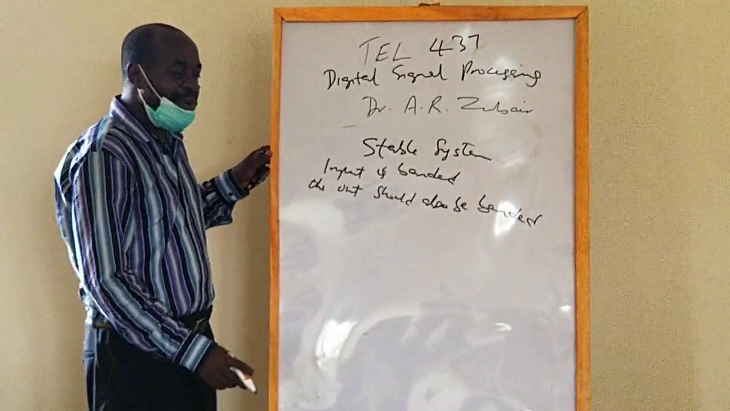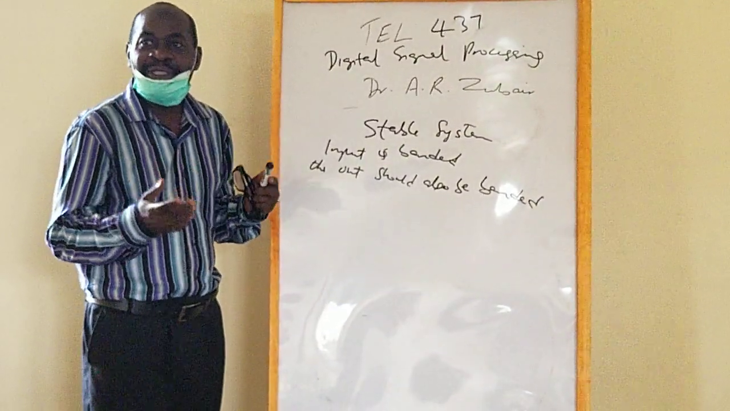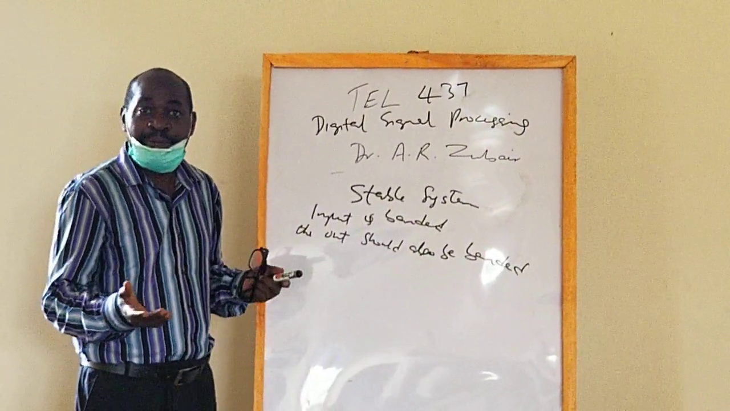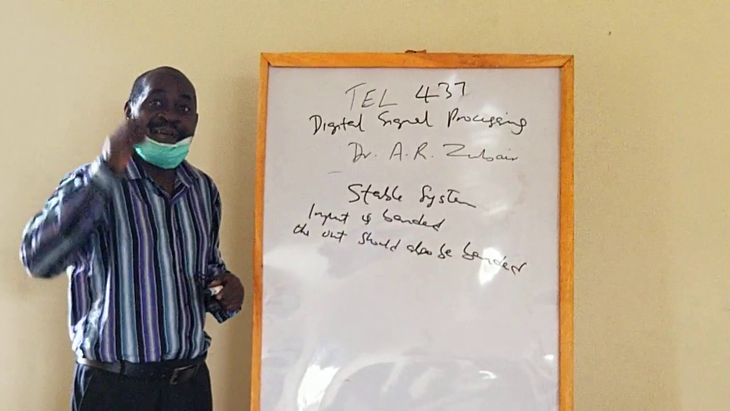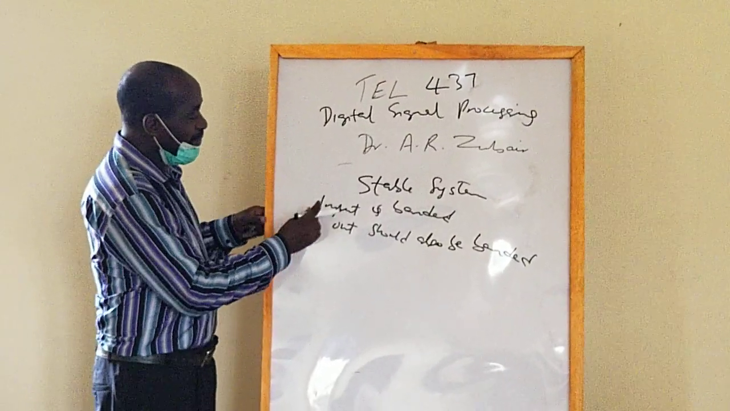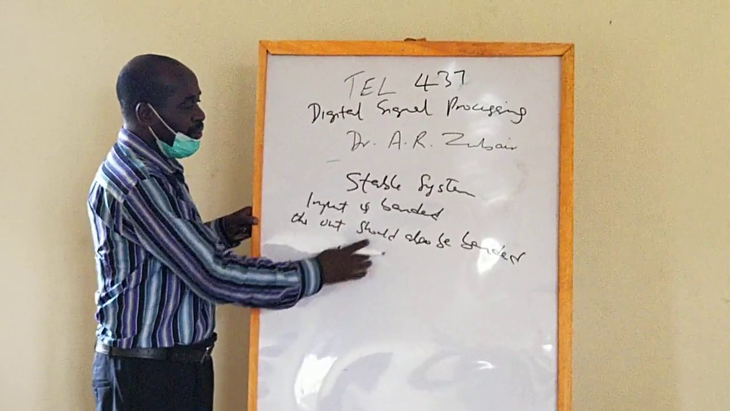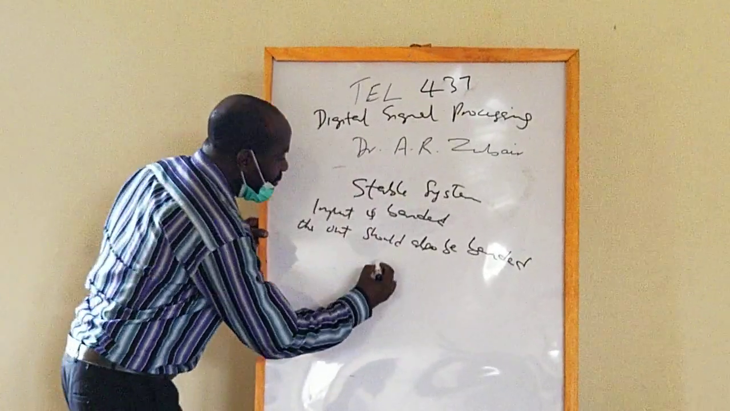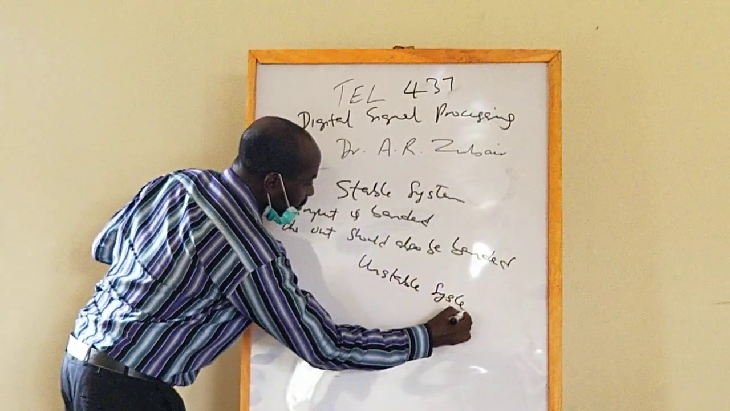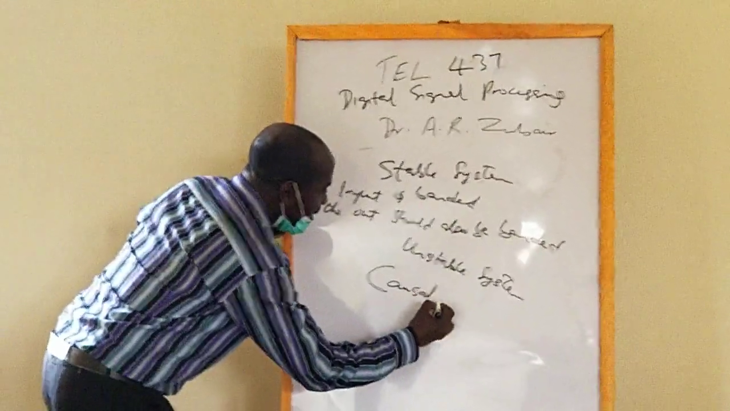Ladies and gentlemen, if somebody is dancing to a music or to some drum being beaten, when that music stops, what is that person supposed to do? He's supposed to stop dancing. If he doesn't stop dancing, they will ask him, are you okay? You understand me? So if we give you an input and the input is limited in size, the output should also be limited. So the opposite of this is what? Unstable system.